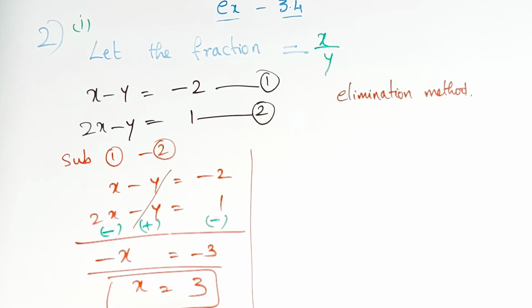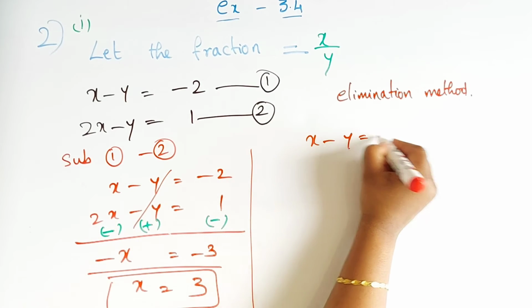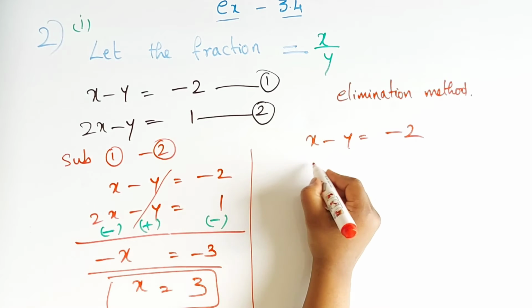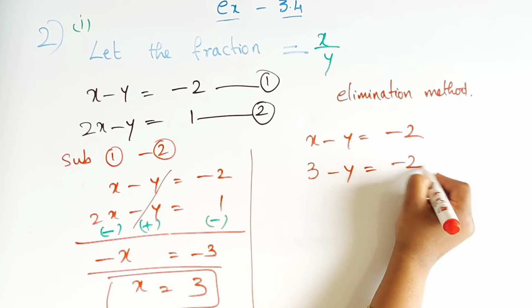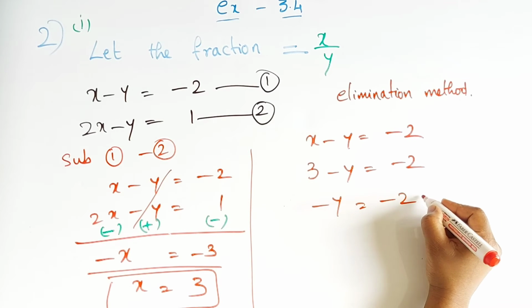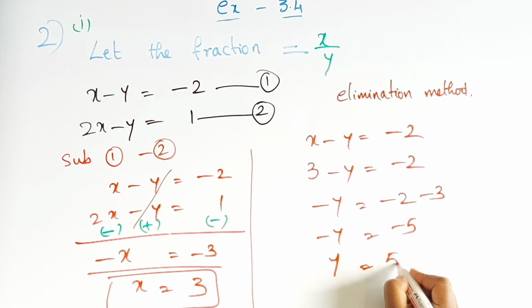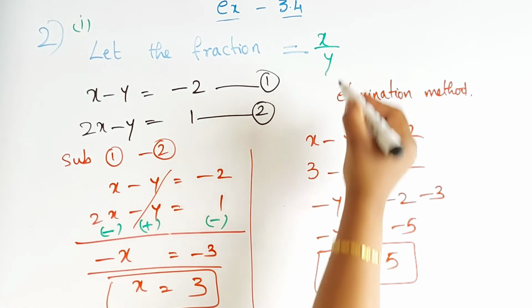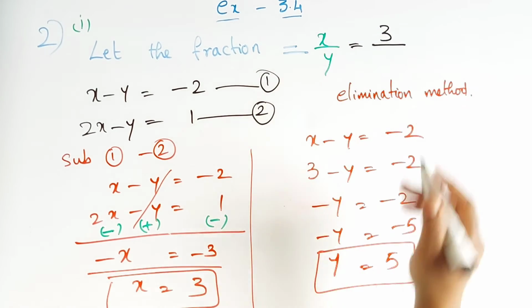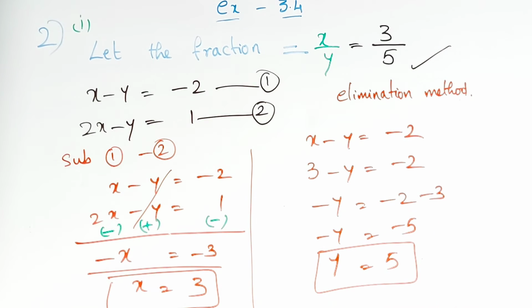We have to substitute this x value in any equation. I am taking the first equation children. x minus y equal to minus 2. What is the x value? 3. 3 minus y equal to minus 2. From here minus y equal to, 3 will go to right hand side, minus 3 again. Minus y equal to minus 5. y equal to positive 5. So x equal to 3 children and y equal to 5. That means what is x here? Numerator. Numerator is 3. What is y here? Denominator. Denominator is 5. So our fraction is 3 by 5.